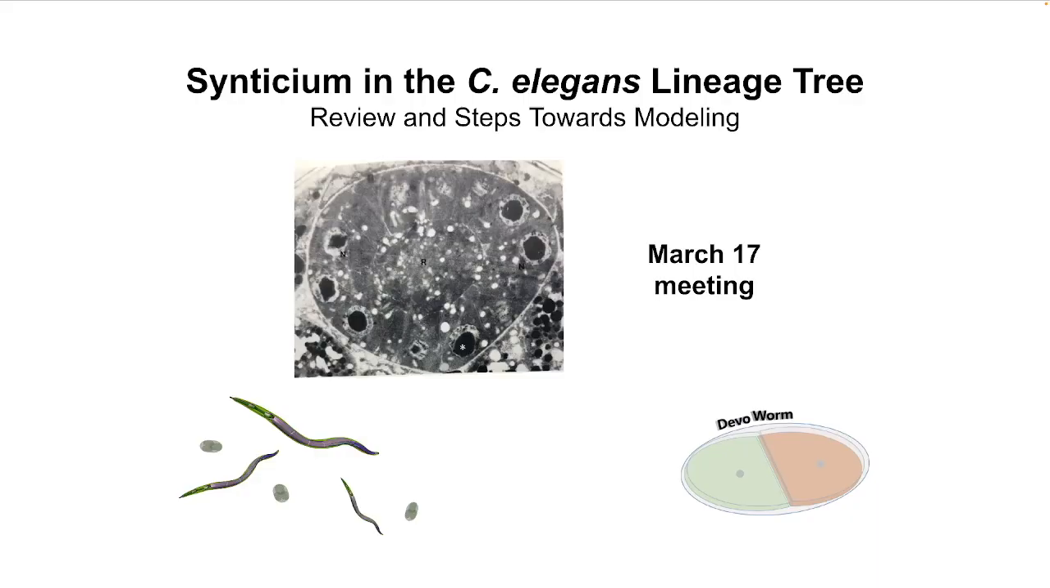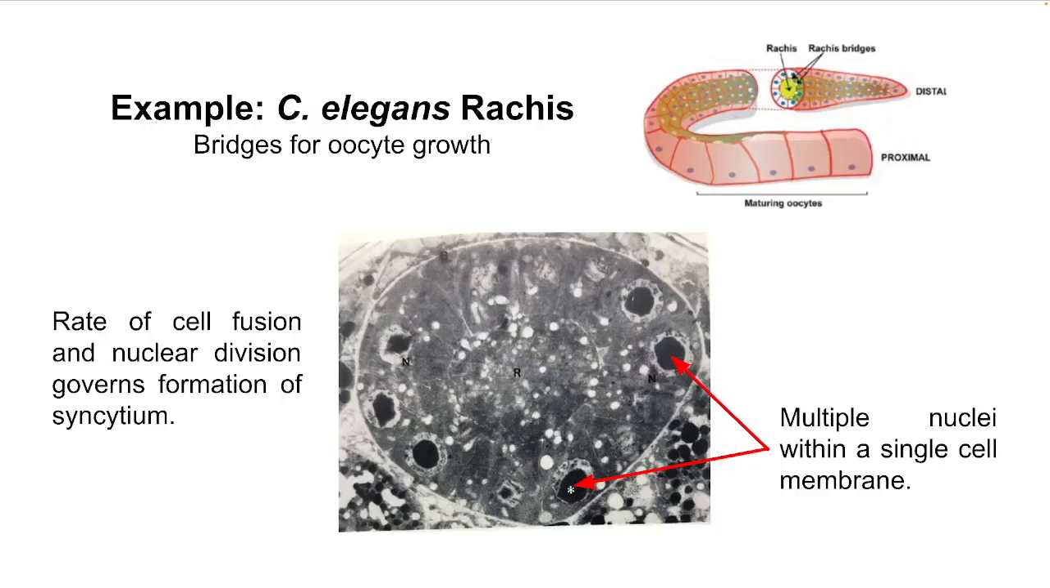And so this is something we wanted to understand and think about in terms of lineage tree representation, and then maybe what's going on in terms of the cellular dynamics. So what I just showed you a picture of is the rachis. The rachis is sort of a bridge for oocyte growth.